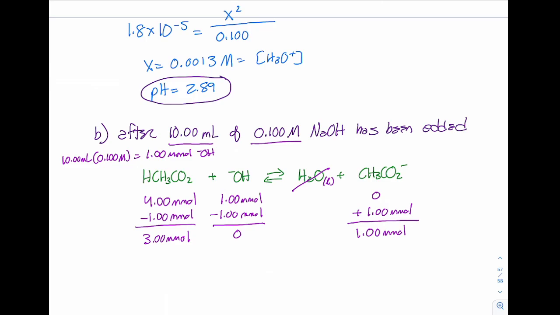So then we just need to kind of look at this and say, okay, what do I have? Do I have a weak acid solution? Do I have a weak base solution? Do I have a buffer solution? Like, what's going on? And what I have, right, is a buffer. I have 3 millimoles of acetic acid. I also have 1 millimole of its conjugate base. So I have a buffer solution at this point.